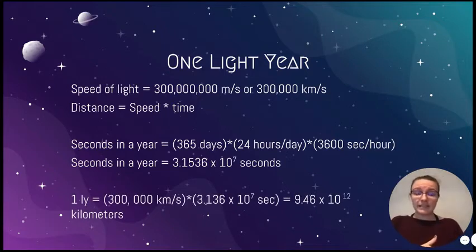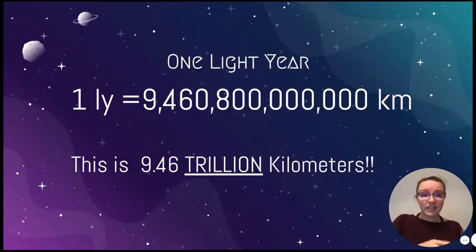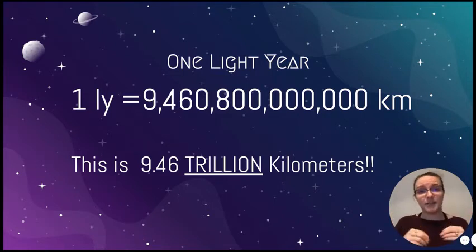So now distance equals speed times time. I multiply my speed times my time, and I get 9.46 times 10 to the 12th kilometers. That is 9 with 12 other digits after it, or 9.46 trillion, with a T, kilometers. That is an absurd number, and humans as a species are really, really bad at wrapping our heads around big numbers like that.